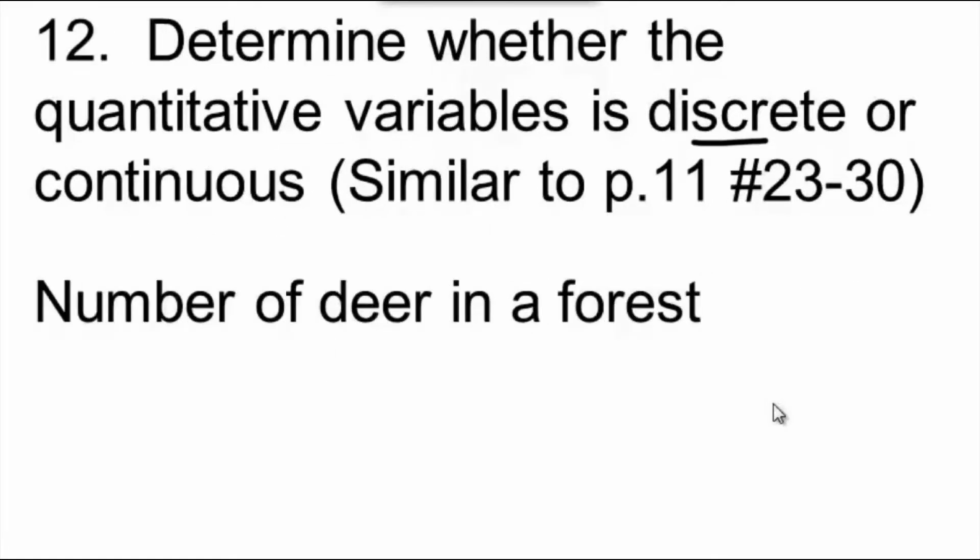Determine whether the quantitative variable is discrete or continuous. Number of deer in a forest. We can have 1 deer, 2 deer, 3 deer, but we cannot have 1.5 deer, we cannot have decimal points. So this is discrete.